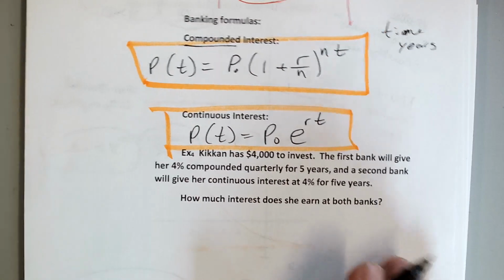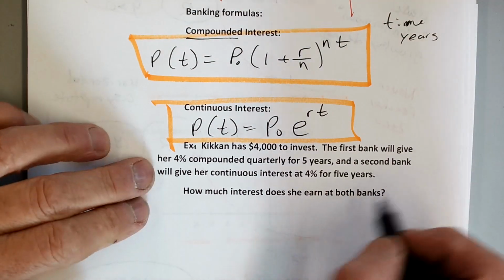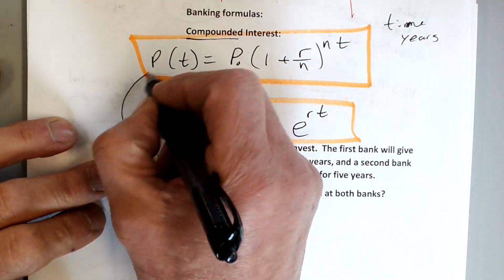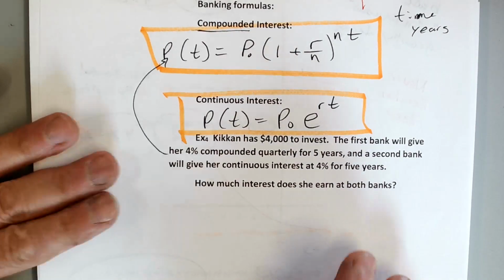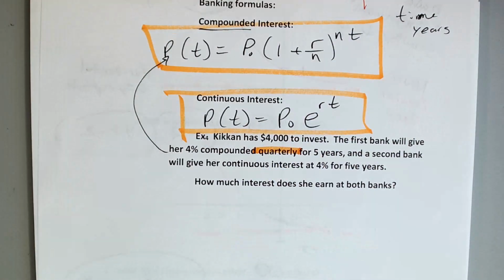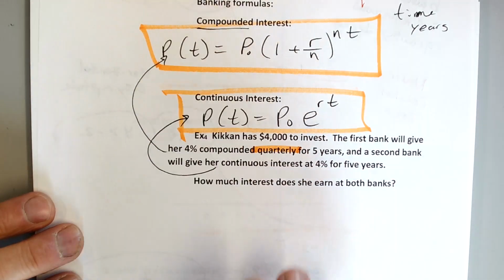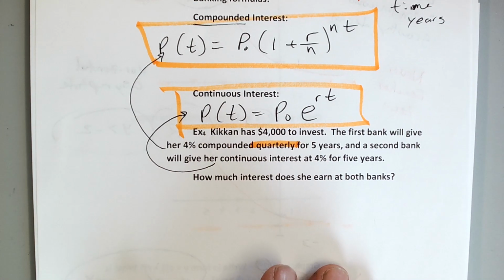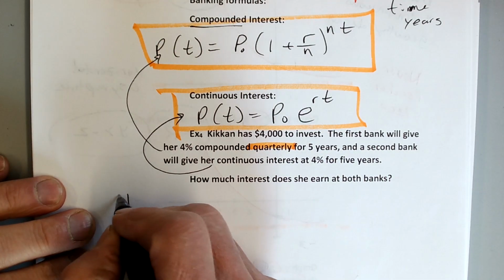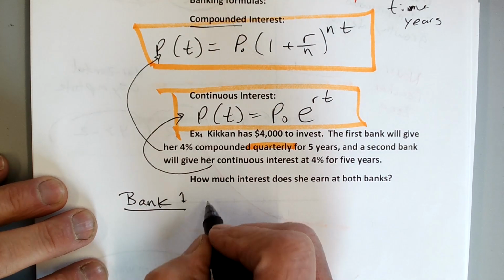Okay, so let's go through this. So you guys know Keegan. Keegan has $4,000 to invest. The first bank will give her 4% compounded quarterly interest for 5 years. We want to use that formula because it's compounded quarterly. In the second bank, we'll give her continuous interest. We're going to use the other formula for that. So let's do this problem, and let's have Keegan go to the bank and find out how much money she's going to make. First of all, let's do bank 1, our first bank. Bank 1 is quarterly.